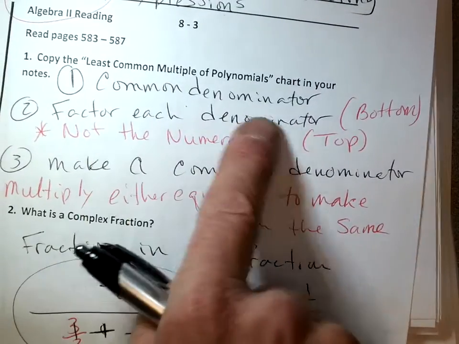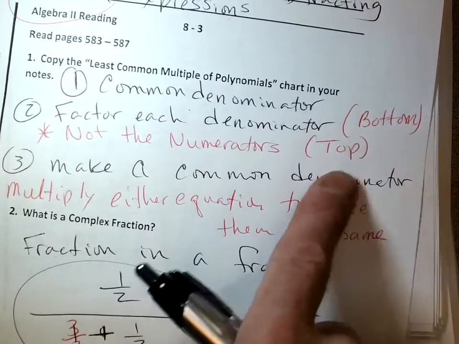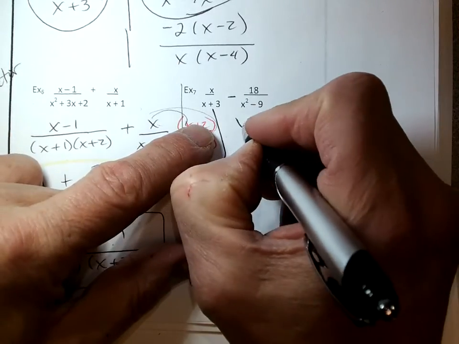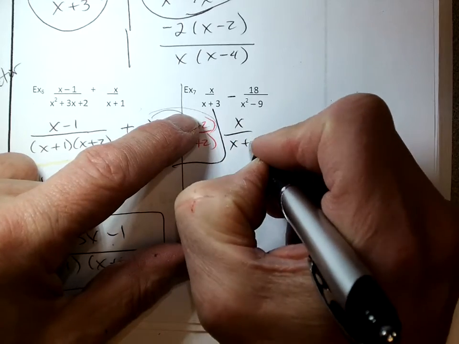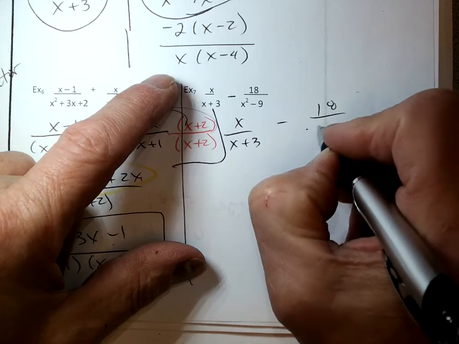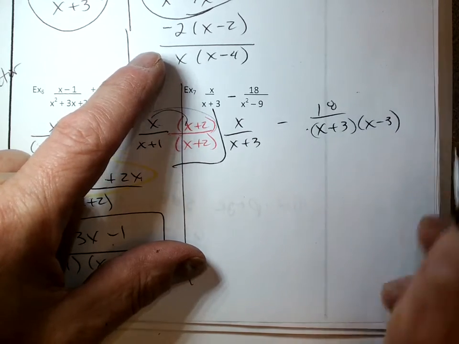Okay, common denominator. Factor each denominator, right? Factor the bottoms, not the tops. So I'm going to change this. I got an x over an x plus 3 minus an 18 over, this is going to be x plus 3, x minus 3, right? You guys agree with that?